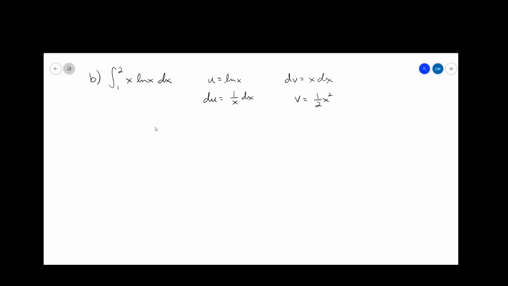Okay, so according to the parts formula here, I'm just going to do the indefinite integral right now, and then we'll come back and do the definite part of it at the very end.